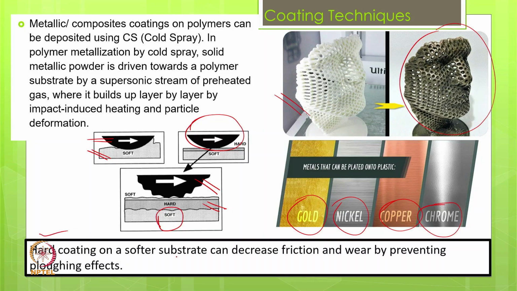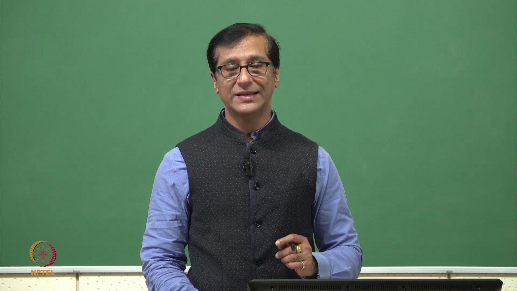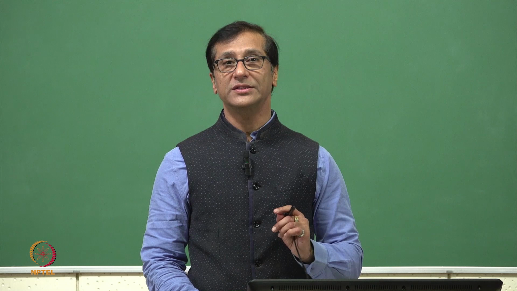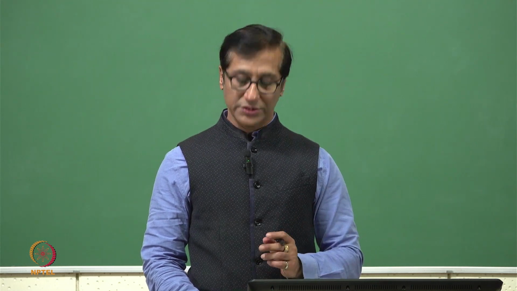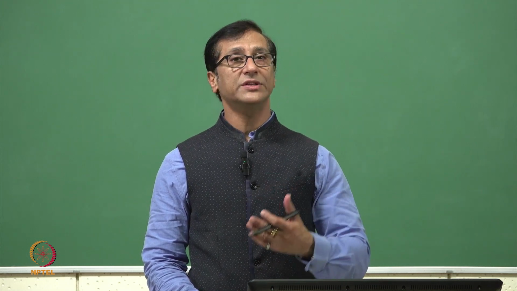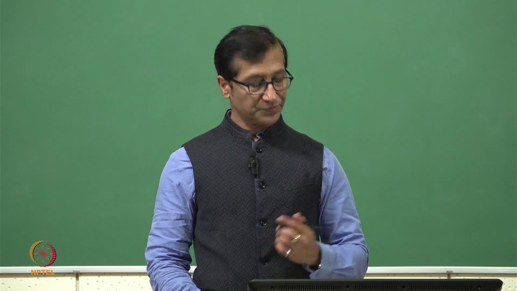We say a hard coating on a softer substrate can decrease the friction and wear also, particularly from a topological point of view. The reason being that it will prevent the plowing effects, because there is some sort of hardness, but again the surface roughness has to be much lower than the coating thickness. So those things are important. We need to really account for all those aspects.